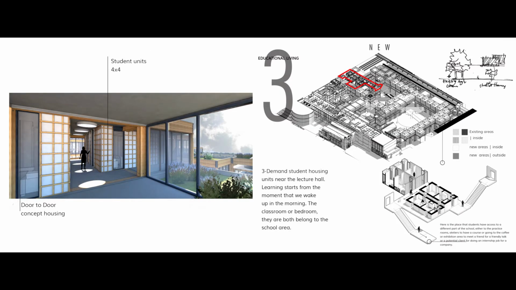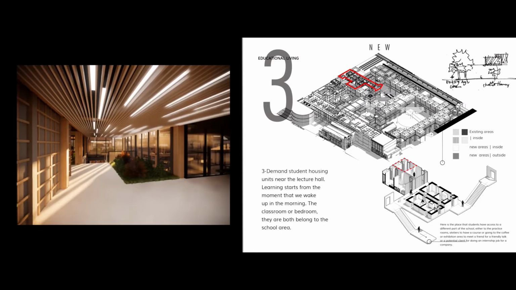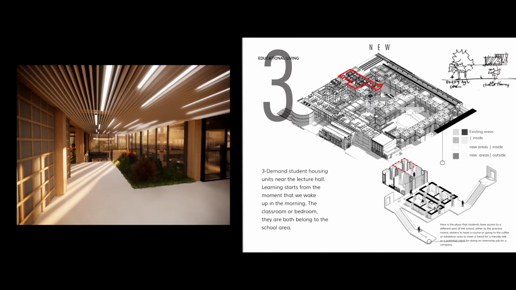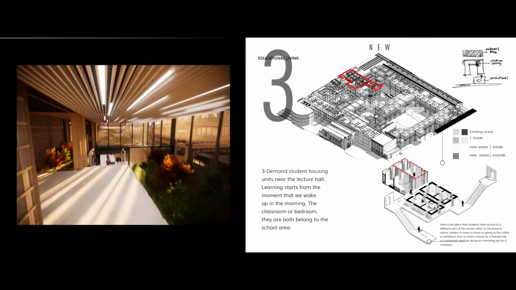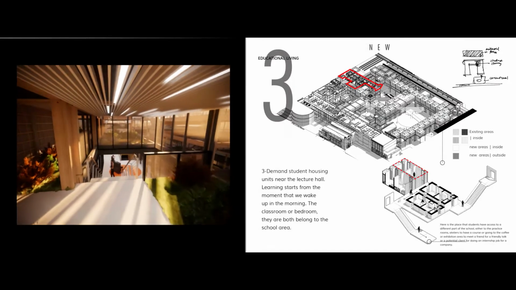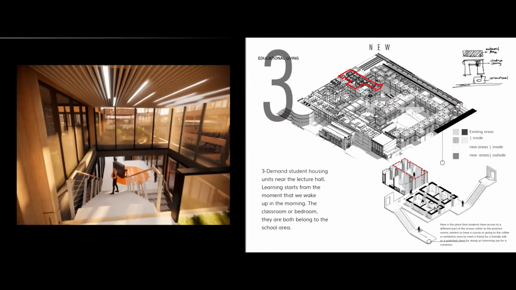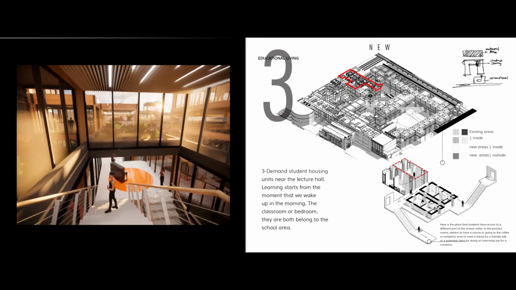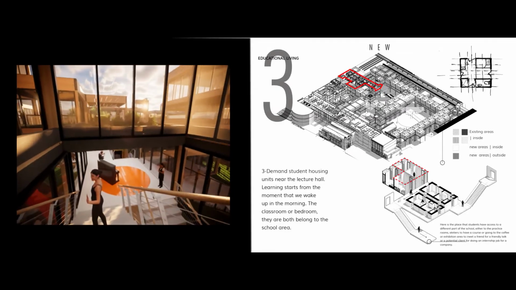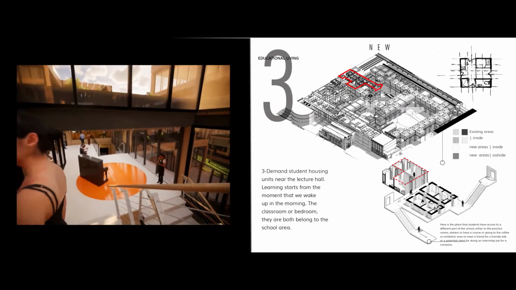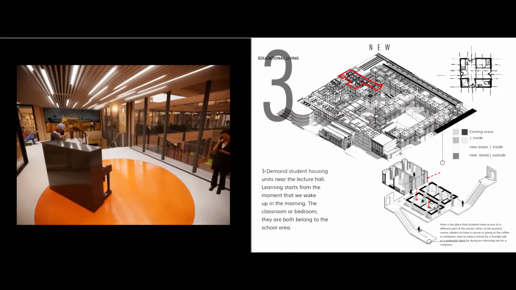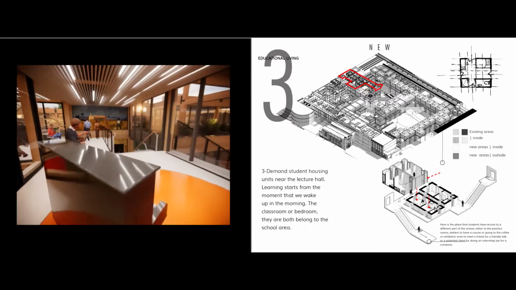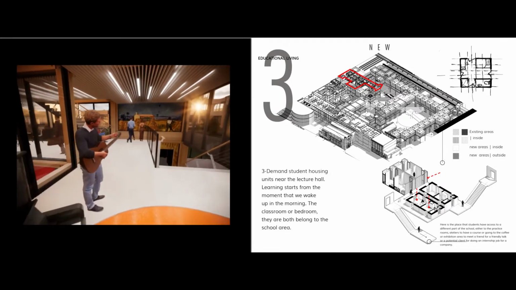Educational living. Demand student housing units near the lecture hall. So the idea here is to create living space near the educational space, so these could be merged. And another thing, I use the concept of the door to door, which means each unit has 4 meter by 4 meter size, and then the combination could be possible with having 4 doors at each side. So each student could use 1, 2, or 3 of them.